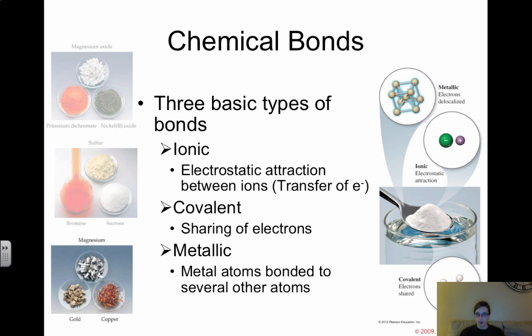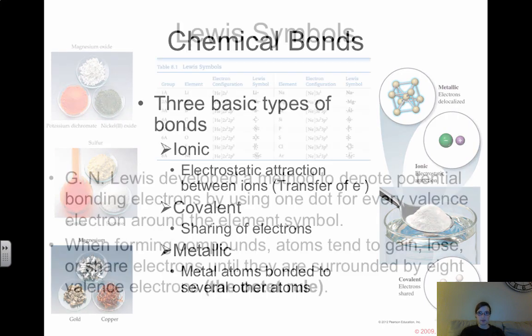Then we have covalent bonding, and covalent bonding is based on sharing of electrons. And then third, we have metallic bonding. Metallic bonding is when you have metal atoms bonded to several other metal atoms, and this is based on delocalized electrons, or the sea of electrons you might remember from last year. So we can have ionic bonding, covalent bonding, or metallic bonding.